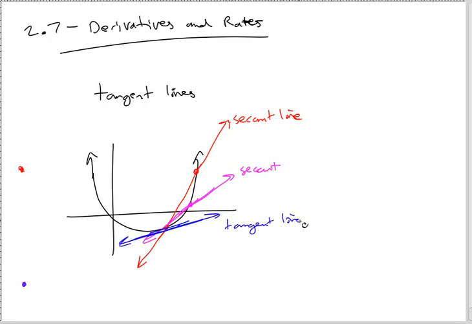The goal in doing all this is that I'm trying to take this second point here and move it closer and closer to the original. I'm trying to make the distance between those two points, which we would call delta x, go to 0. I want this distance to be shrunk to a single point. So I'm wanting my delta x going to 0.